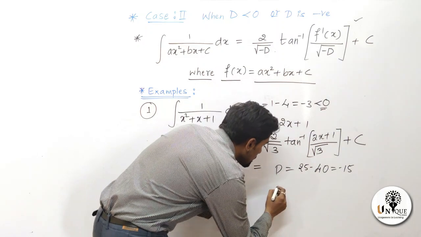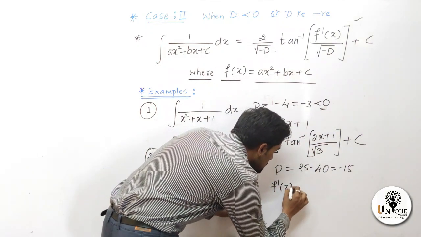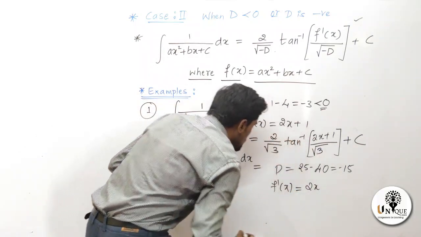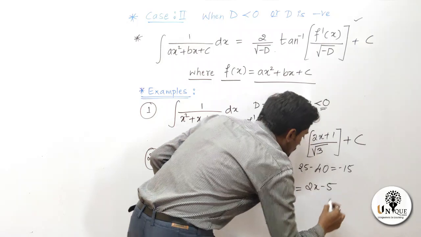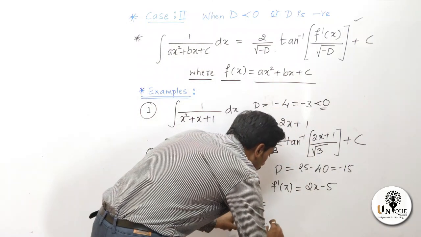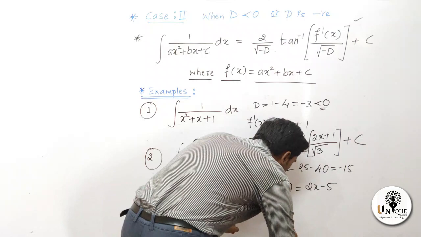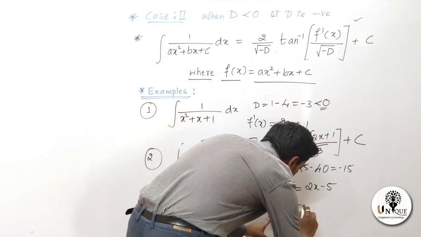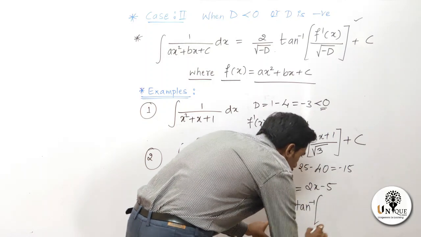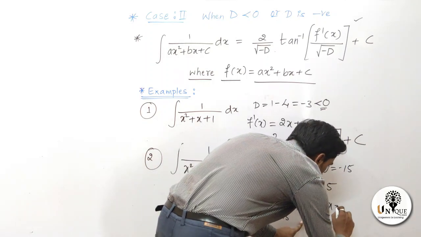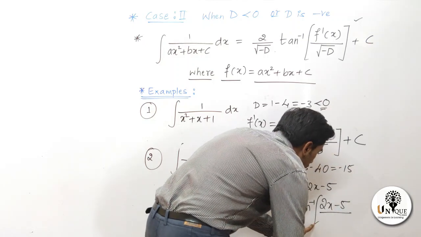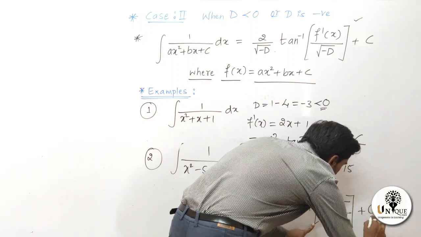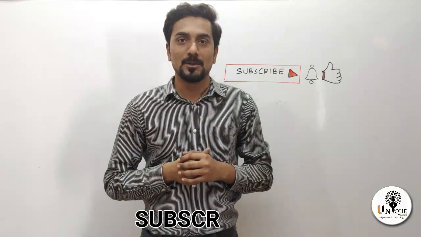Next we have to find f dash of x. So what is the value of f dash of x? That will be equal to 2x minus 5. So our answer will be 2 divided by root of 15, minus of minus is plus, into tan inverse of f dash of x, which is 2x minus 5, divided by square root of 15, plus c. Done. So let us conclude today's session.